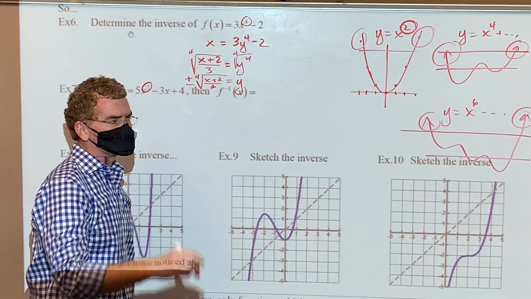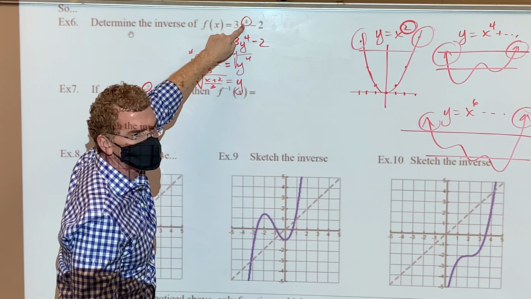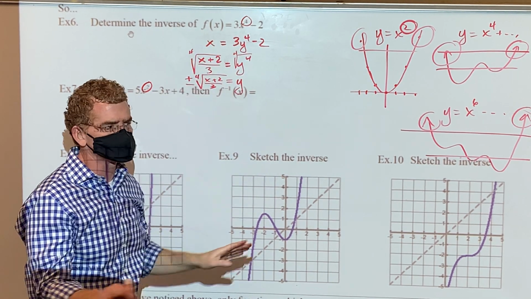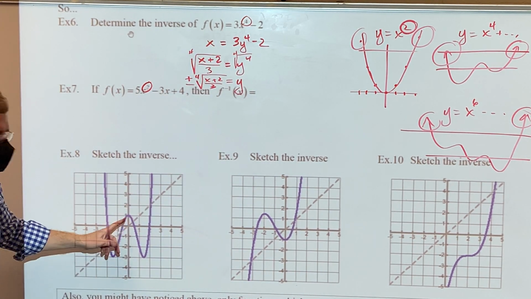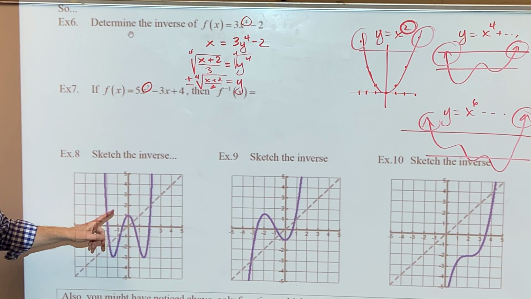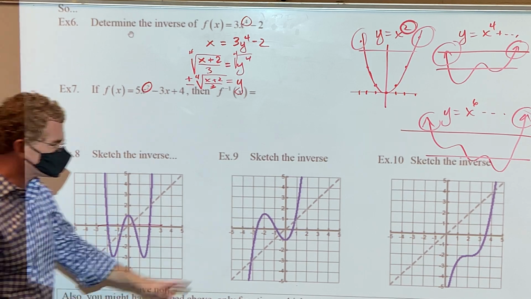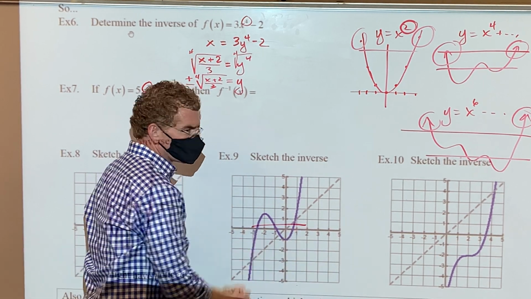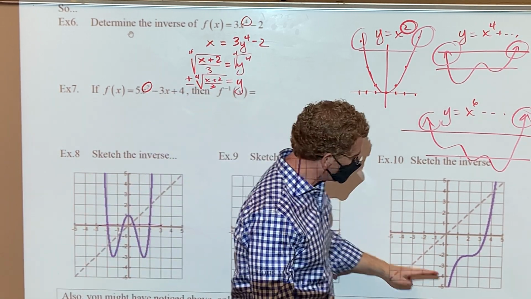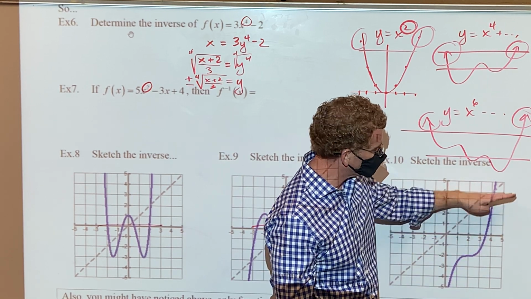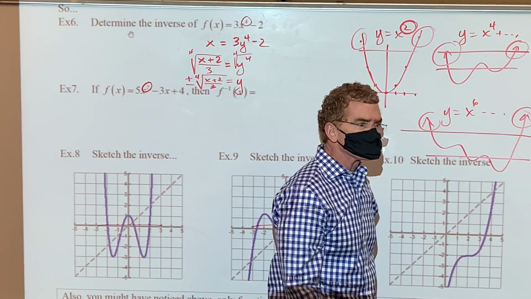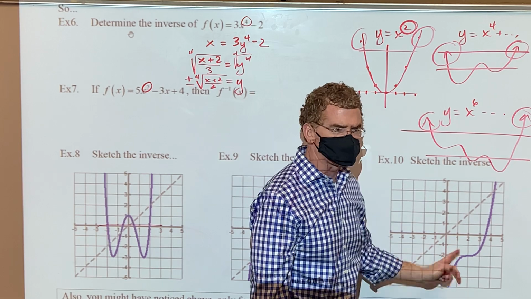But hopefully you will just go, that's an even power in the function. This has no inverse. Like on this one, I say sketch it. Sketch the inverse. I'm hoping you look at that and go, has no inverse. I'm hoping you look at this and go, has no inverse. And I'm hoping you look at this and go, okay, that does pass the horizontal and the vertical. It does have an inverse. And to find it, what are you going to do?